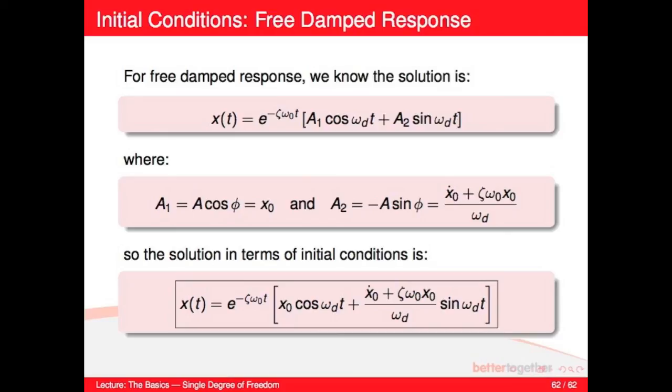We shall be using this solution in the example that I'll be doing after the break. But if you know the initial velocity and the initial displacement, you can insert them in for x dot naught and x naught respectively to find the general solution.